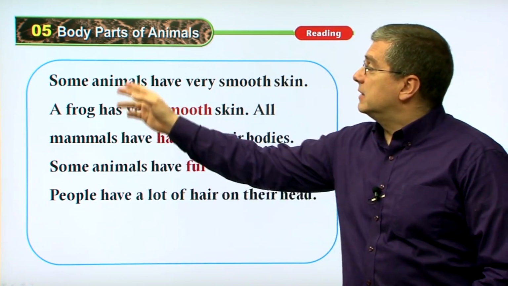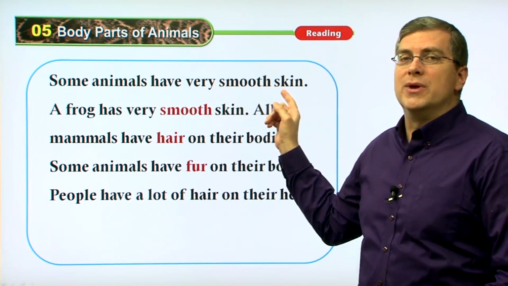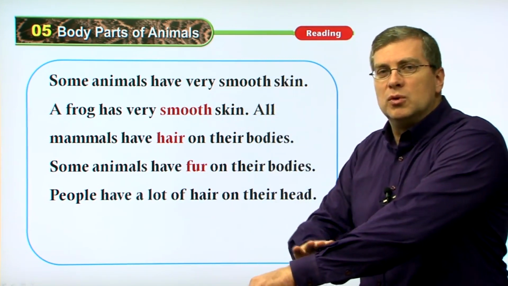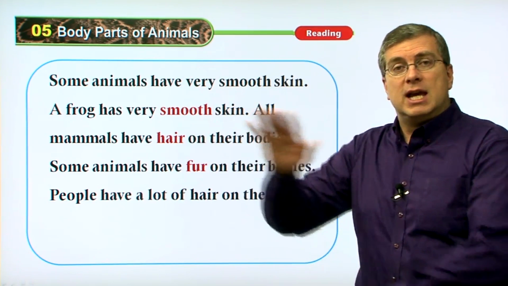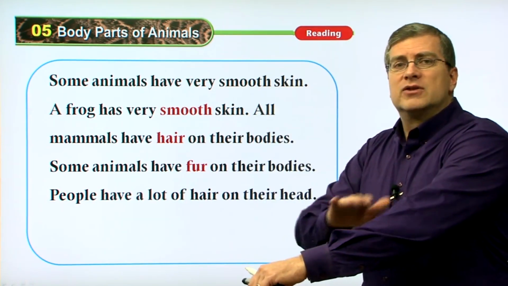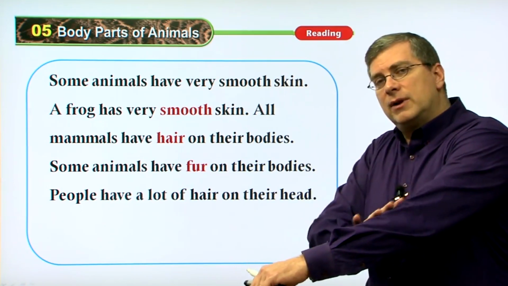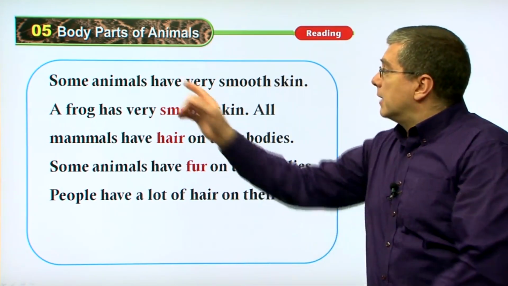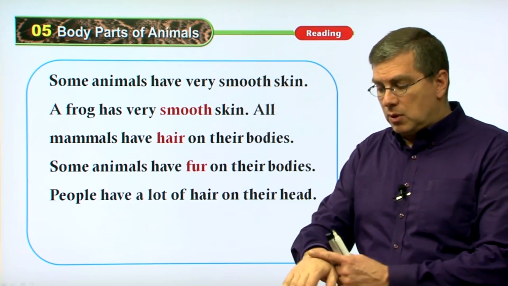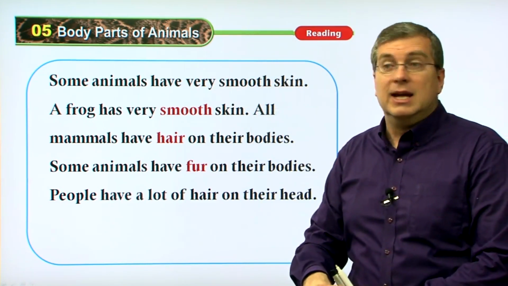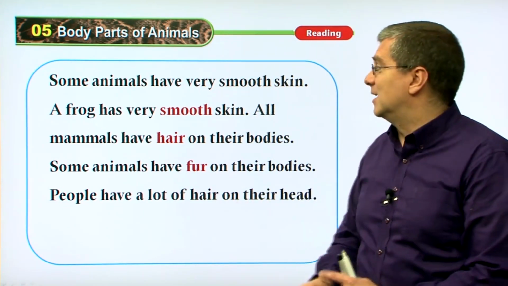Okay, continuing on, here we have some sentences about fur and hair and skin. Here the first sentence is, some animals have very smooth skin. Smooth means not rough, right? It feels good to the touch. If you rub it, right, there's no rough or hard parts of it. It's all very smooth. Some animals have very smooth skin. People have smooth skin, especially babies, right? They have really smooth skin.